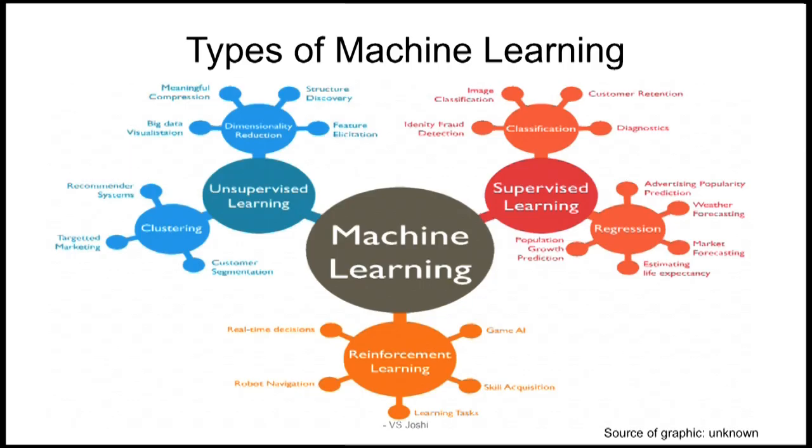And yes, this is one slide, an image that I saw on the internet. I don't know what the source is, so I have written here, source of the graphic is unknown, but this is one of the very good slides that I saw. It talks about machine learning and the different kinds of machine learning: supervised, unsupervised, reinforcement learning, and within supervised learning you have various different models. So just keep that in mind.